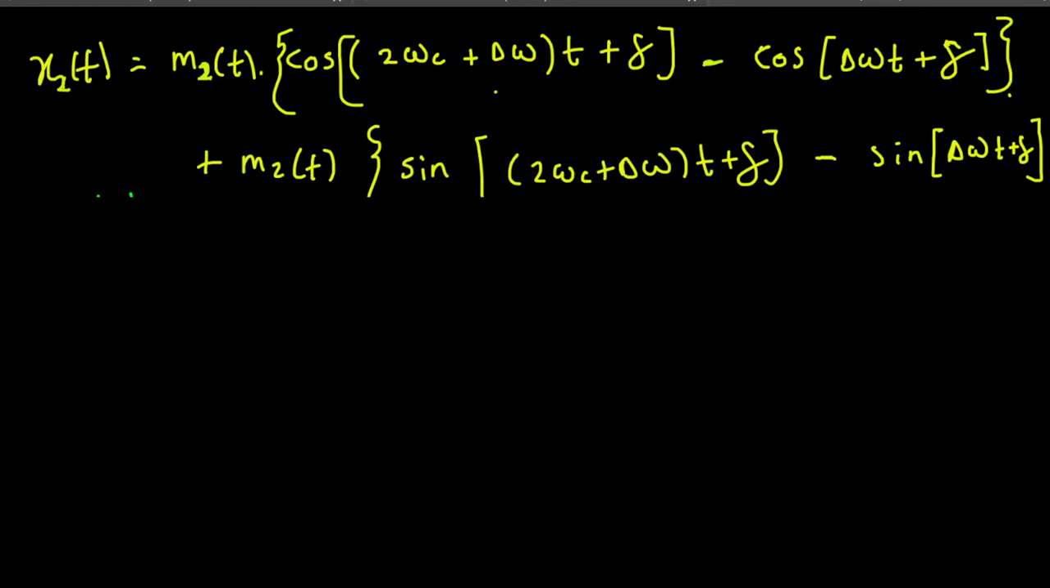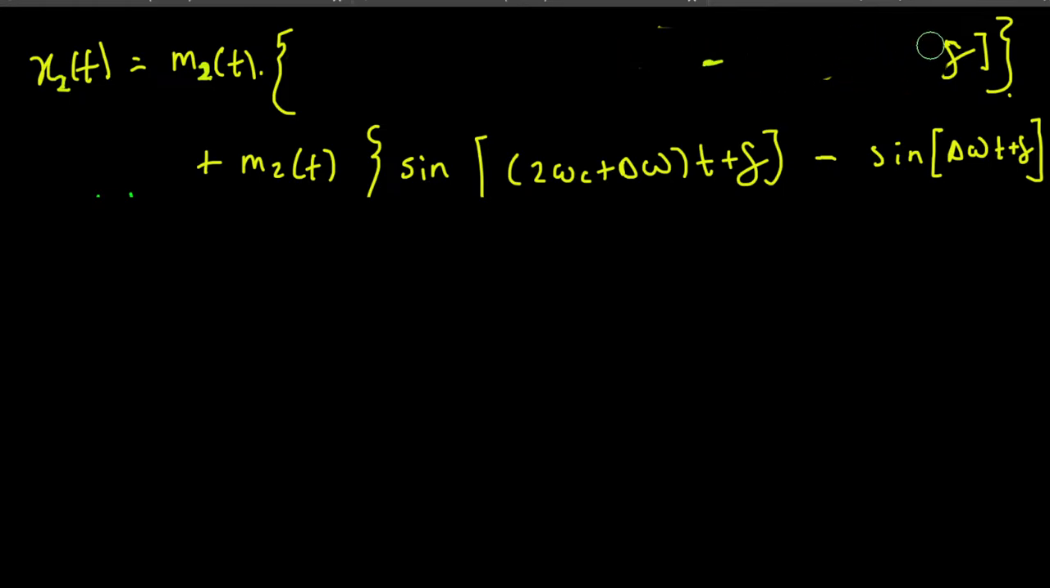So what I can do is erase and write it, because it should be cos(a minus b) and cos(a plus b). So we are going to have cos omega_c t. That term is going to be cancelled because of omega_c t minus omega_c t. So delta omega of t is the left one. So delta omega t, and then plus the error.